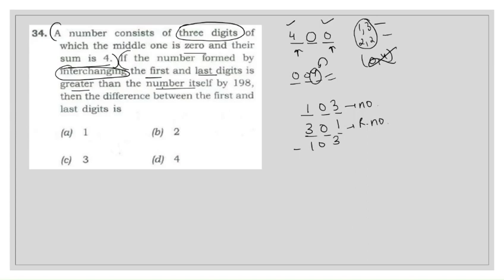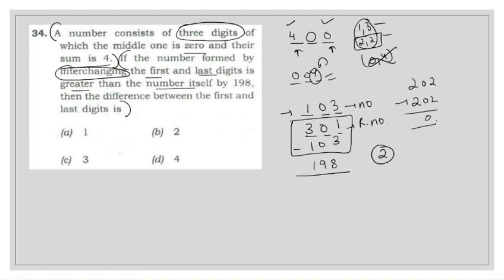So they say that the interchanged number is greater than the number itself by 198, which means that after we subtract these, the answer that we should get is 198. So then the difference between the first and the last digit is... the answer will be automatically 2, because see, if we write the number 202 and then interchange it, the difference will be 0. But here they are saying that the difference should be 198. So it is pretty obvious just by looking at these particular options available.